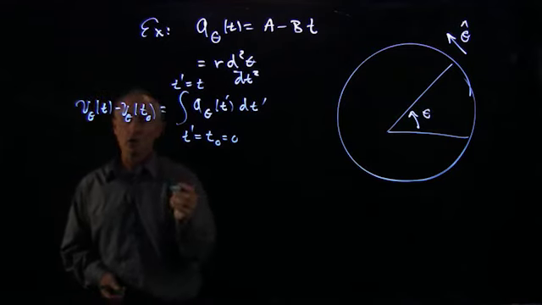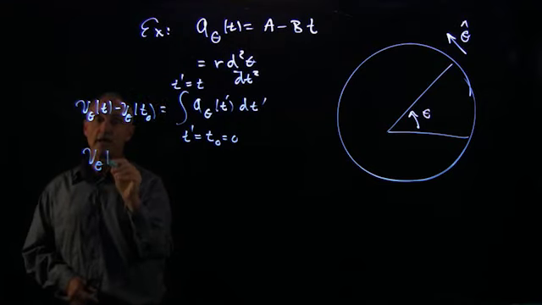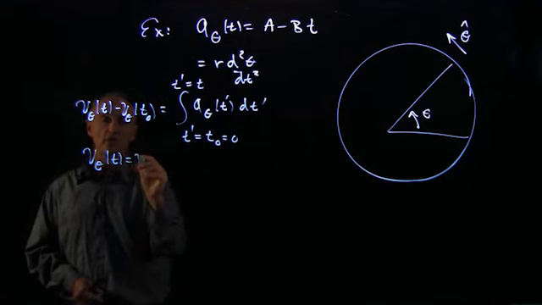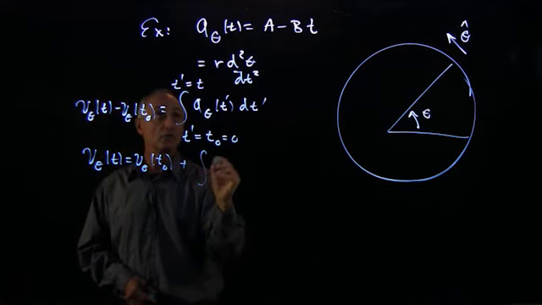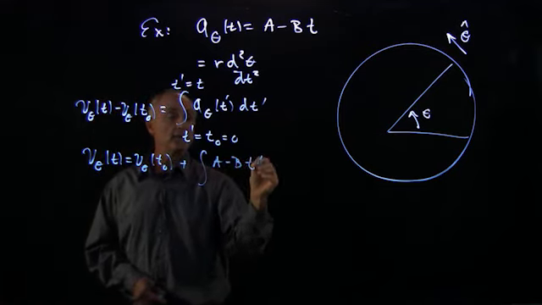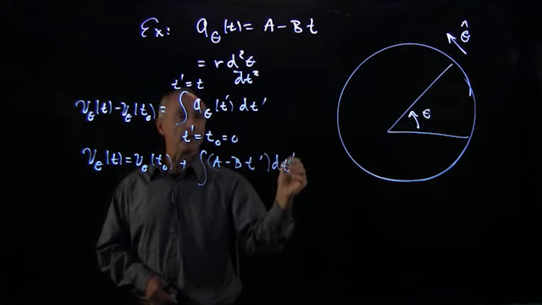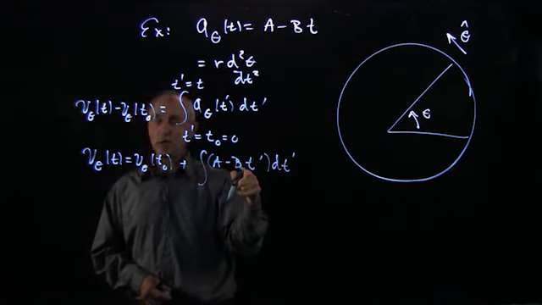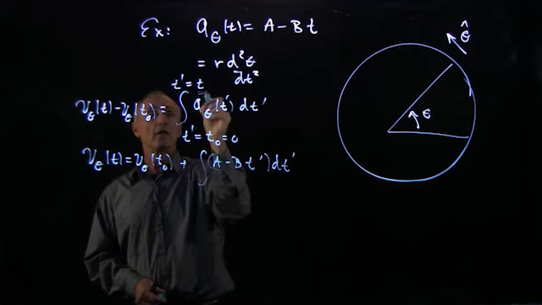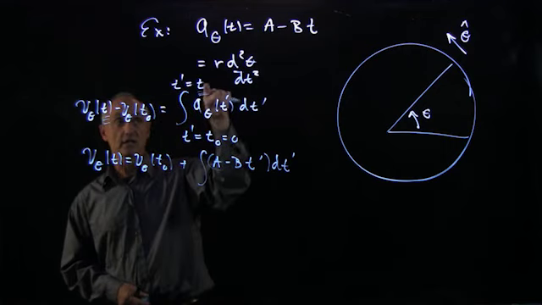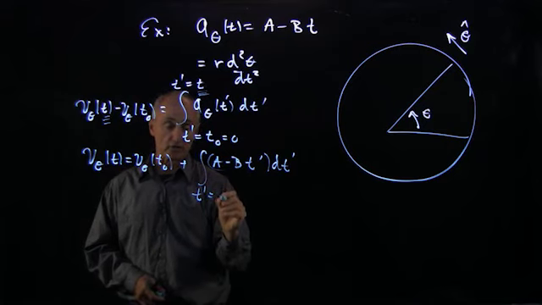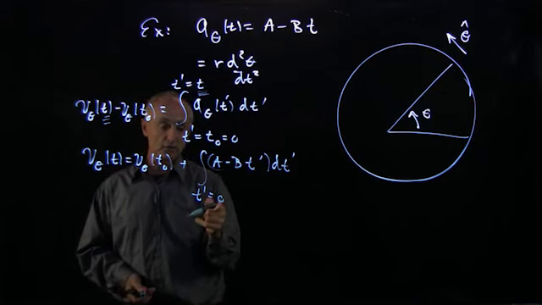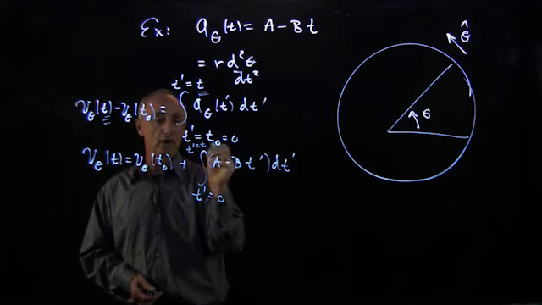then that will give us the change in the tangential velocity. So for this case, v theta of t is equal to v theta at t naught plus the integral of a minus bt prime dt prime. Now, we needed an integration variable because recall that our functional dependence is the upper limit of the integral. We saw that in one-dimensional kinematics. So we're going from some t naught to some t prime.